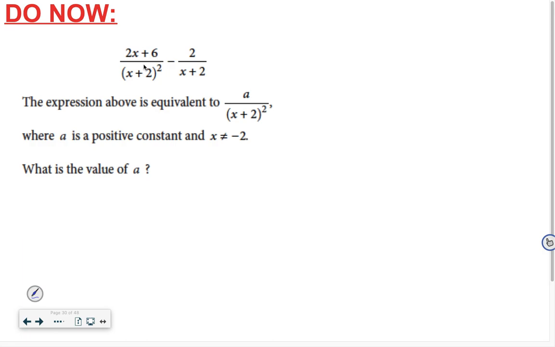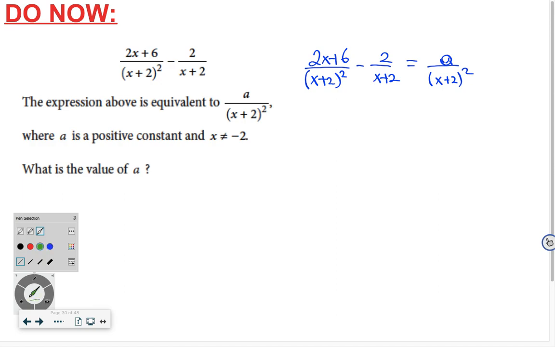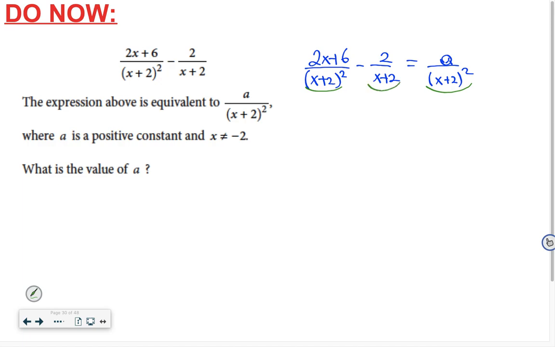So we have a rational equation: (2x + 6)/(x + 2)² − 2/(x + 2) = a/(x + 2)². When you look at this expression, what is the denominator of the first fraction? It is (x + 2)². What is the denominator of the last fraction? (x + 2)² as well. But the denominator of the second fraction is different from the others. So what is the common denominator?